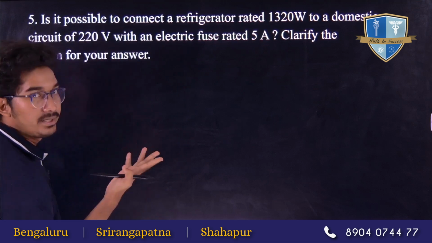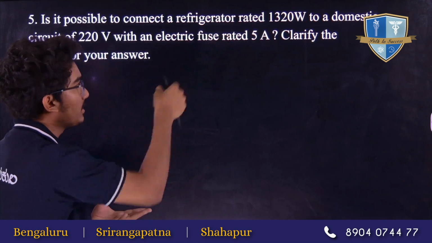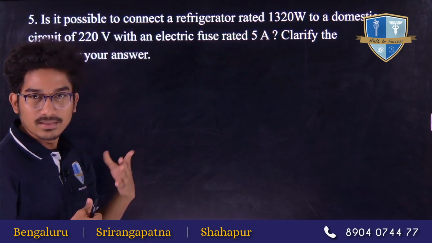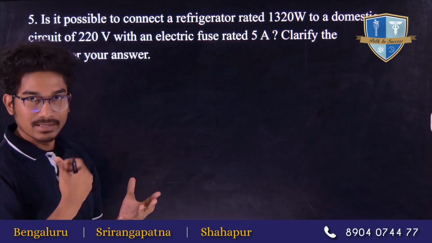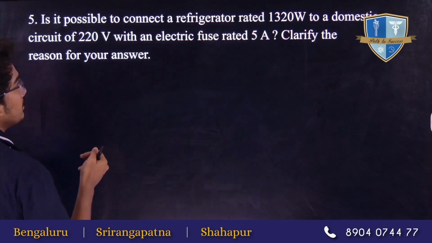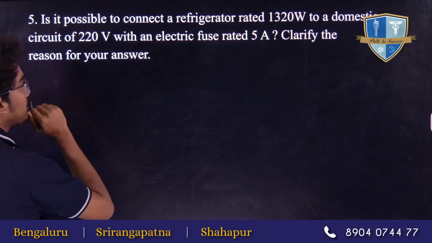It will generate a current. If that current is higher than the rated fuse, if that current is higher than this 5 ampere current, then it will melt the fuse, and if it is less, then this fuse will work properly. So let's try to find the current in the circuit if the refrigerator is connected with the domestic circuit.